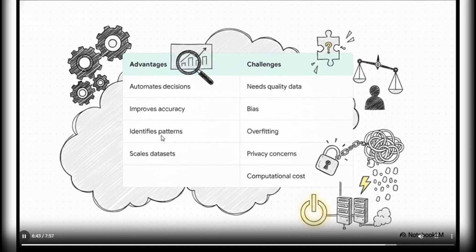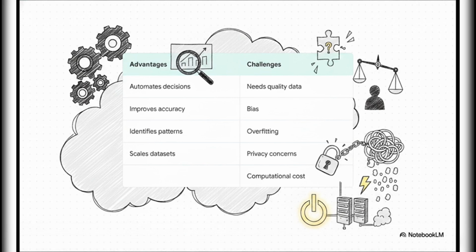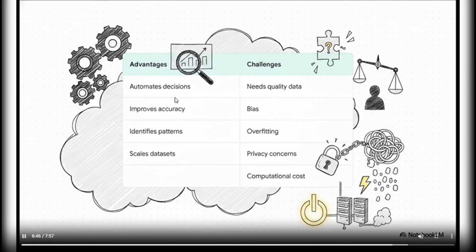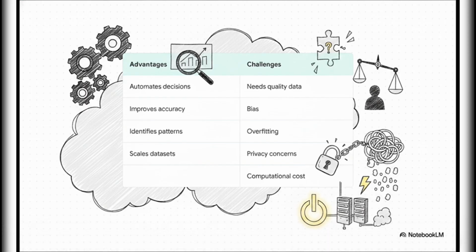It identifies hidden patterns we could literally never see, and it scales effortlessly to handle massive datasets. However, the challenges are equally weighty. An ML model desperately needs high-quality data to function at all. There's also the persistent challenge of statistical bias, where a model might inherit and mathematically amplify historical anomalies hidden right there in its training data.